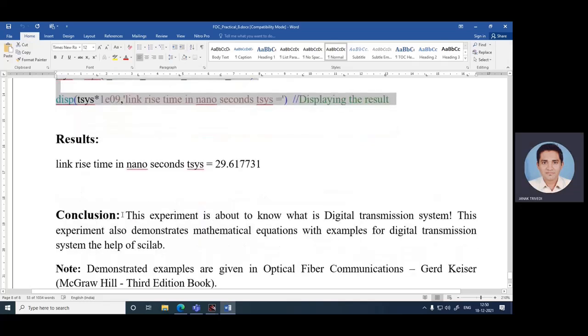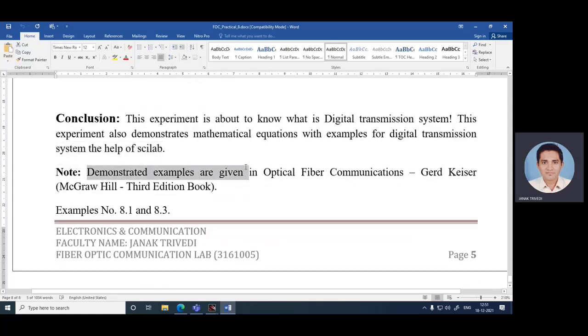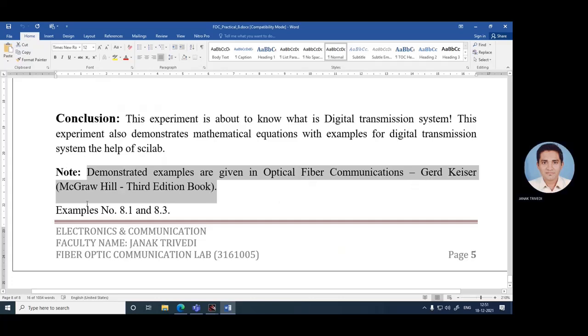So that's it. Conclusion: this experiment is about what a digital transmission system is. This experiment also demonstrates mathematical equations with examples for a digital transmission system with the help of Scilab. Note that the demonstrated examples are given in the book Optical Fiber Communication by Gerd Keiser, McGraw-Hill, 3rd edition. Earlier in our video we used a Senior Lecturer example that was given in the notes. In this particular practical we have used the Gerd Keiser book, example numbers 8.1 and 8.3.